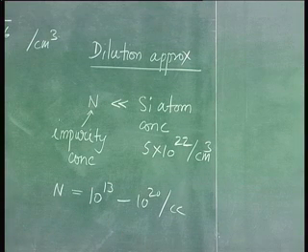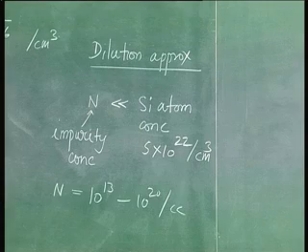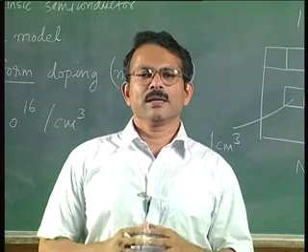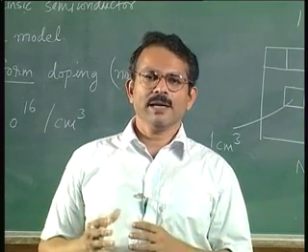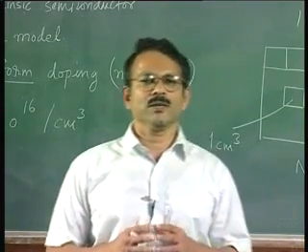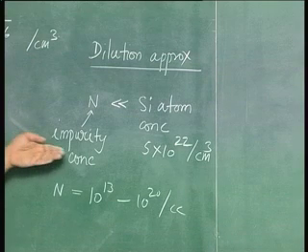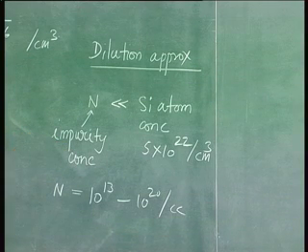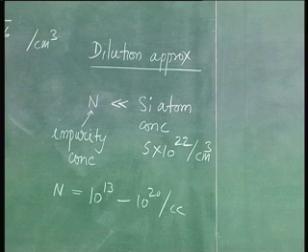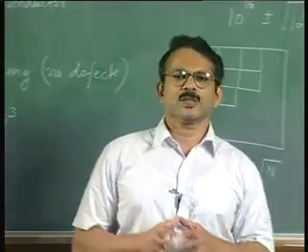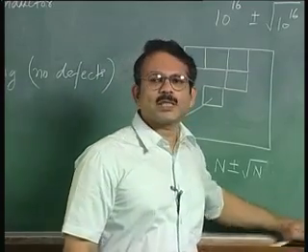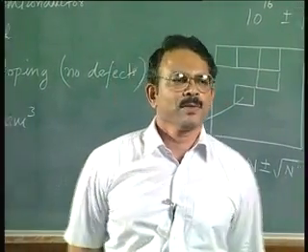So what is the consequence of this dilution approximation? The word dilution means that the silicon is like a dilute solution. It is not a liquid, but it is solid. So it is a solid solution which is dilute. That means the impurity is being regarded as a solute, and the silicon atoms are regarded as the solvent. Okay, and the solute concentration is very, very small. What are the consequences of this particular assumption?